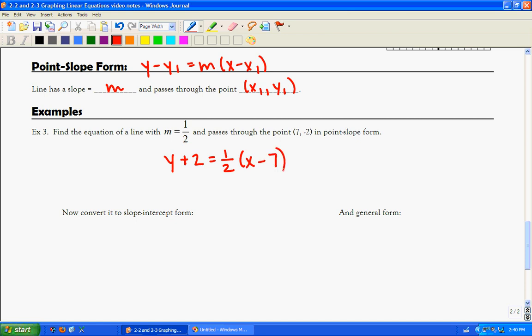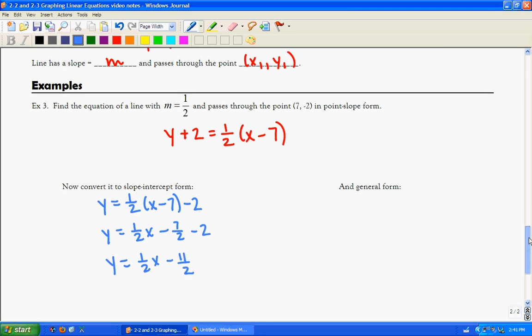So if you'd like to convert that to slope-intercept form, all you need to do is, again, get that into y equals. So first thing we would do is move the 2 to the other side, making it a negative 2 by subtraction. And then we're going to need to distribute the 1/2. So 1/2 x minus 7/2 minus 2. And then combine our negative 7/2 and negative 2. That would be 4/2, giving us negative 11/2.